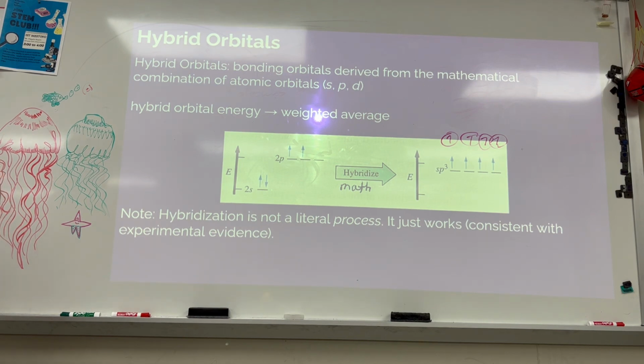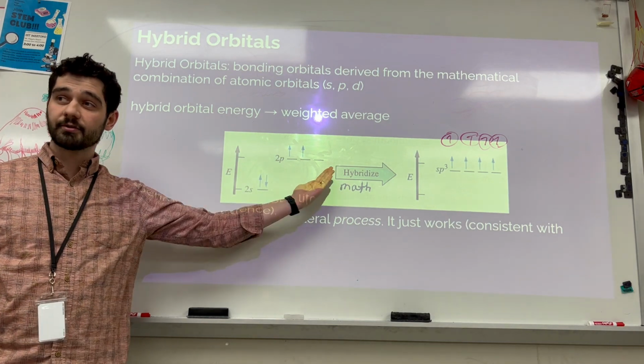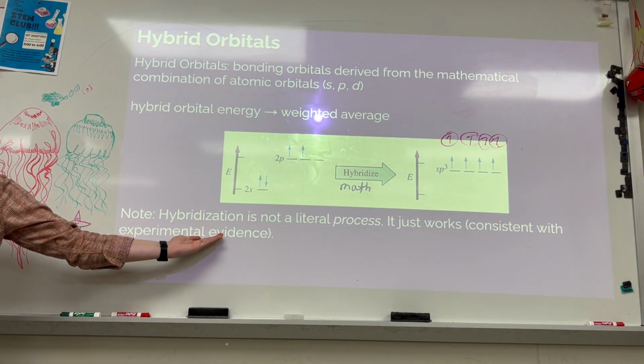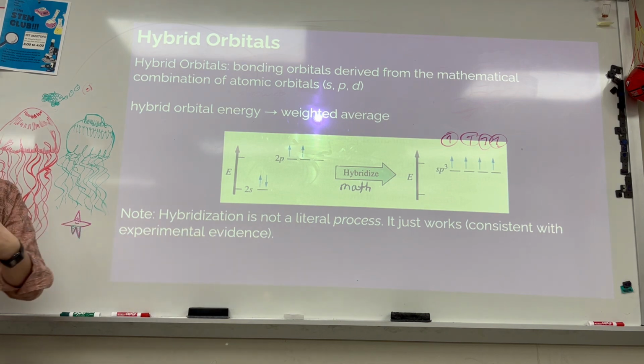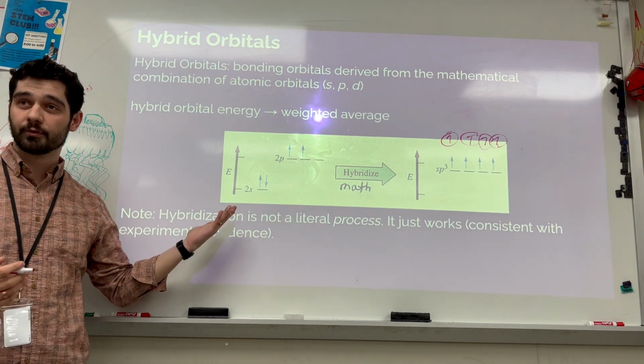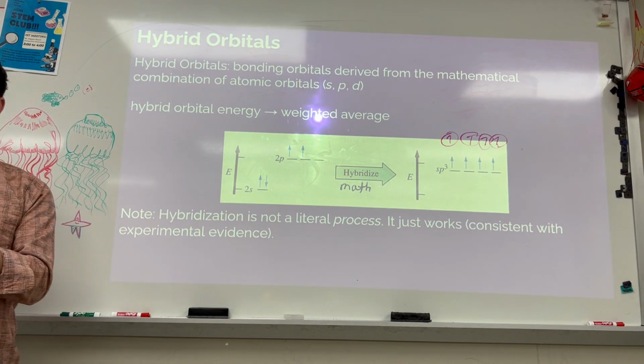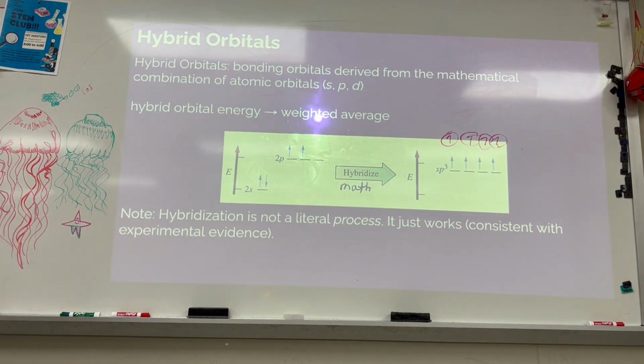We know that carbon bonds with hydrogen, and we need to describe the bonds and the orbitals somehow, so we come up with a mathematical description of it, but is that literally what happened in the physical world? Nobody really knows. We're just coming up with a way to explain the evidence, but we can't necessarily prove or figure out what is physically happening.